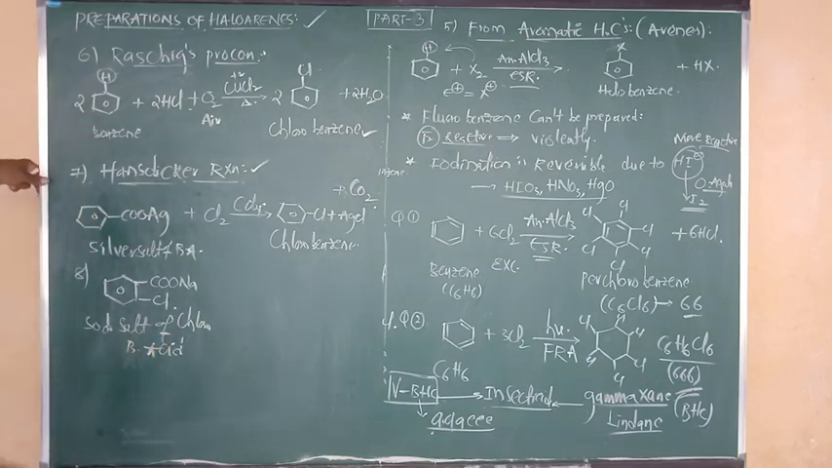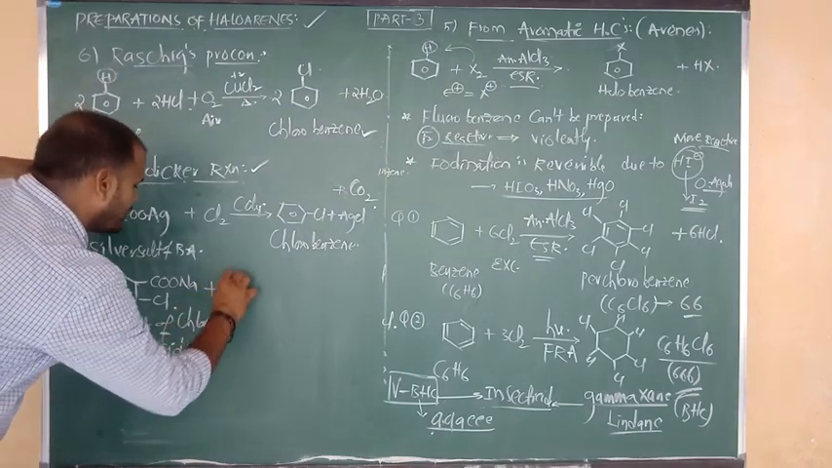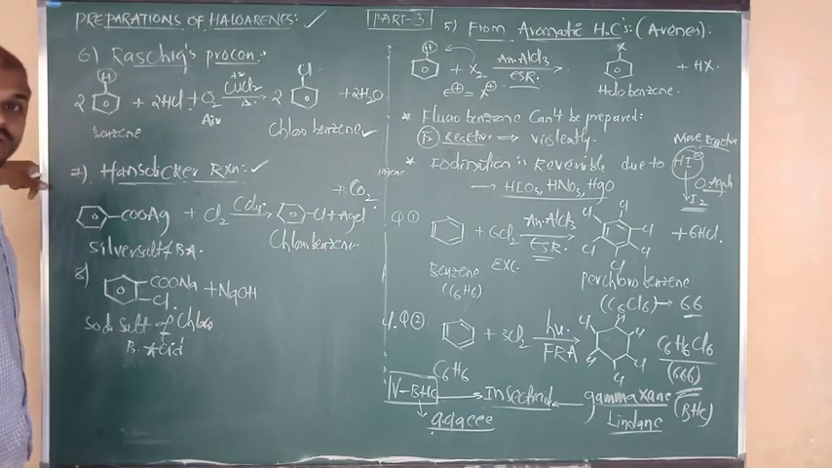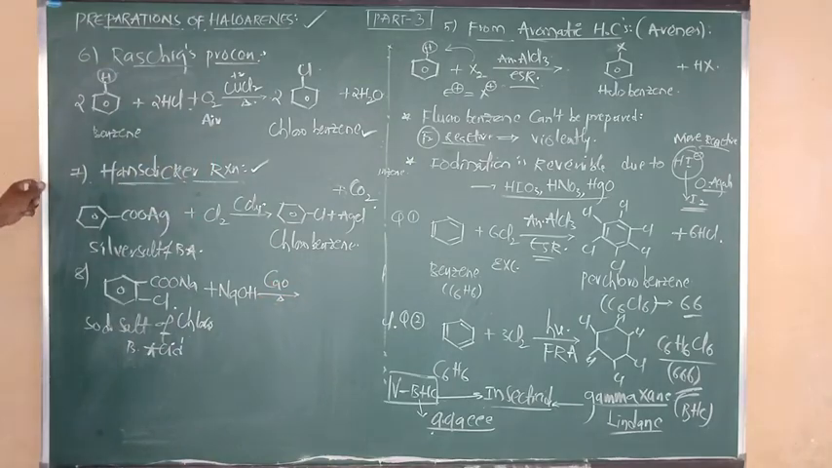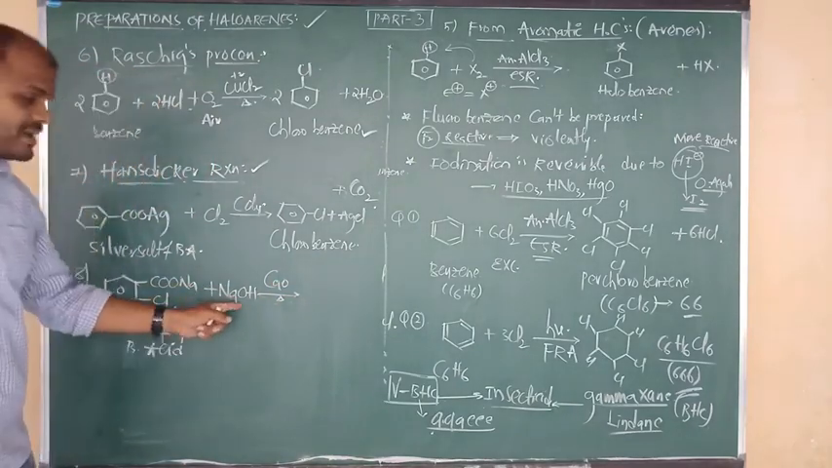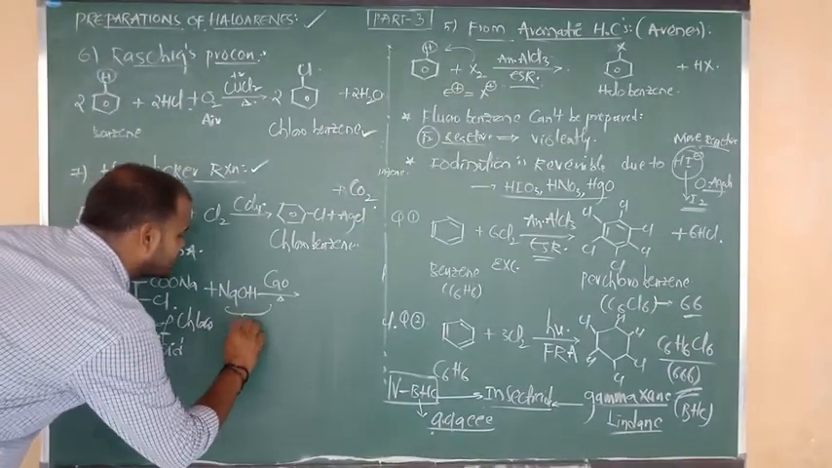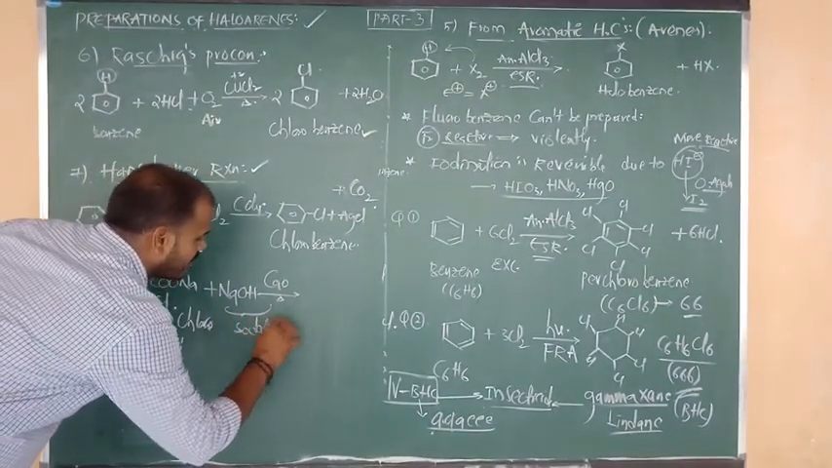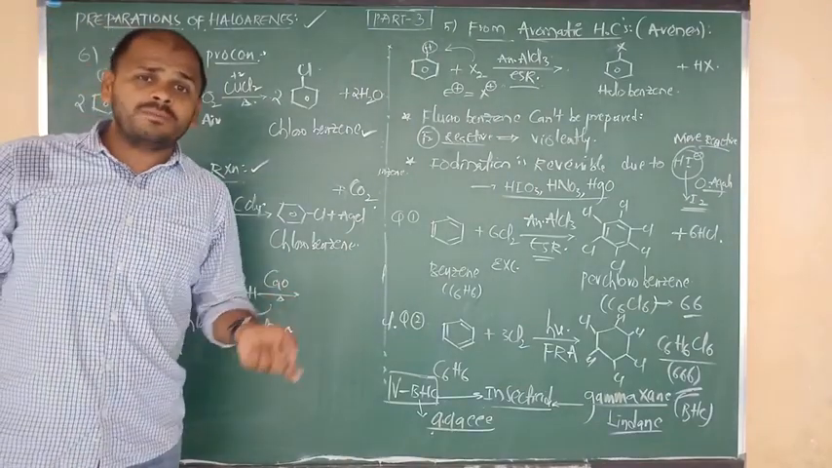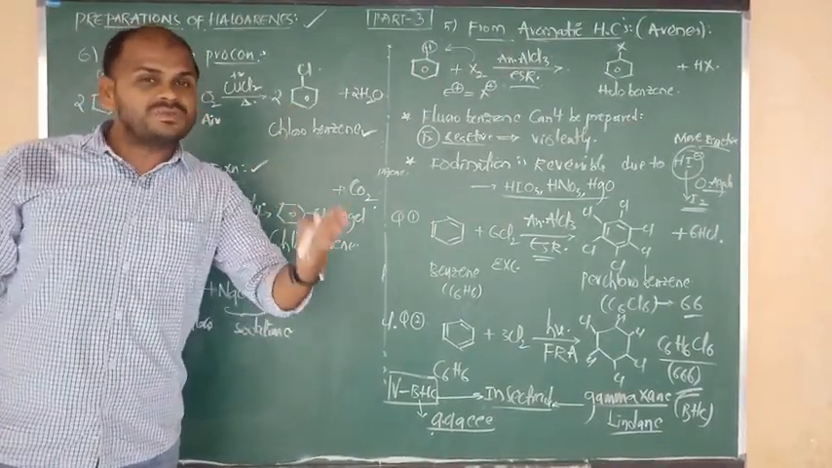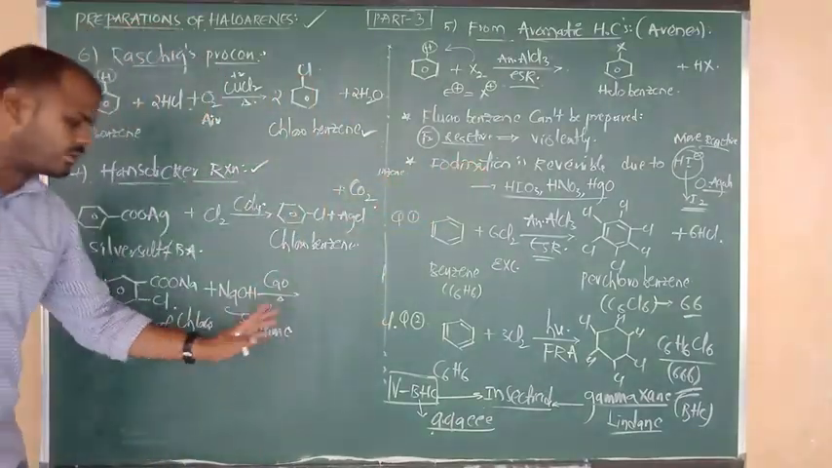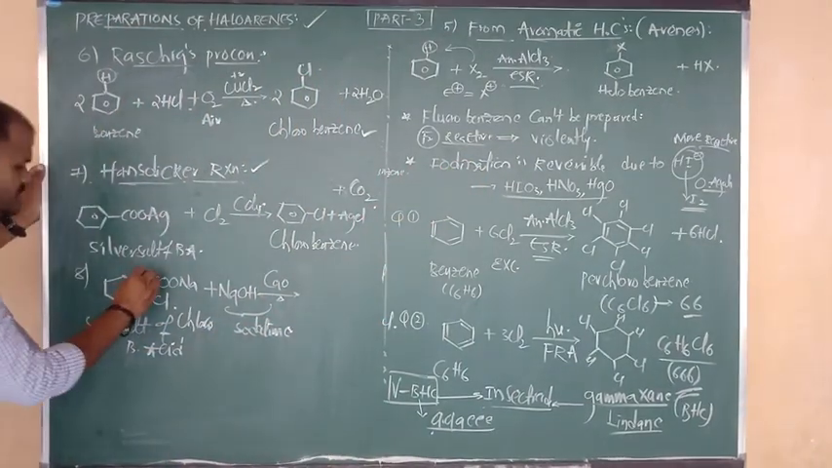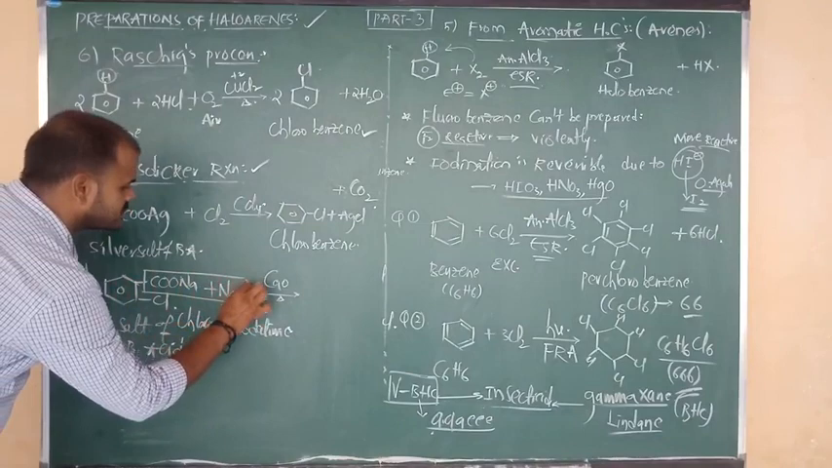Sodium salt of chlorobenzoic acid undergoes reaction with NaOH, sodium hydroxide, in presence of a supporting solvent, that is CaO, calcium oxide. So the mixture of sodium hydroxide and calcium oxide is known as soda lime. Come on, tell me beta, what is the use of soda lime? It is useful for the removal of CO2, that is, for the purpose of decarboxylation we have to use soda lime. Upon heating with soda lime we remove this group.